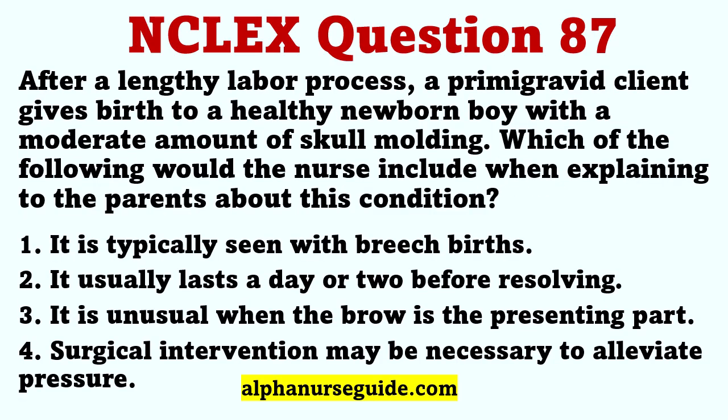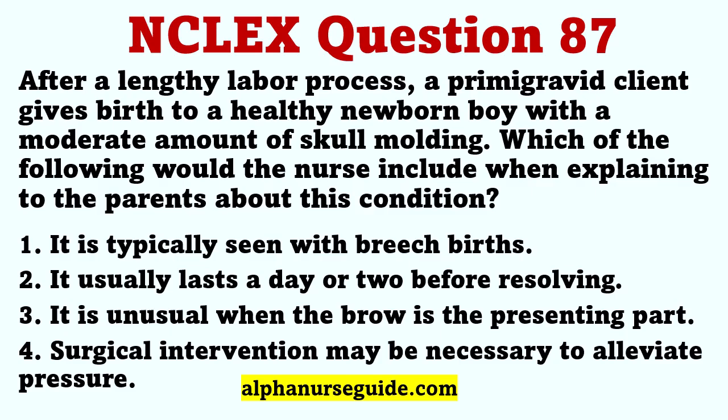After a lengthy labor process, a prima gravida client gives birth to a healthy newborn boy with a moderate amount of skull molding. Which of the following would the nurse include when explaining to the parents about this condition? 1. It is typically seen with breech births. 2. It usually lasts a day or 2 before resolving. 3. It is unusual when the brow is the presenting part. 4. Surgical intervention may be necessary to alleviate pressure.